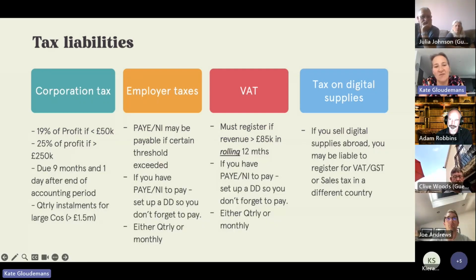So if you have to get registered for VAT, oh, I've got an error in my slide, sorry. If you have to pay VAT, again, you can set up a direct debit. And again, it usually might be monthly or quarterly. Most VAT is paid quarterly, but you might set up a monthly basis. Some people do things on an annual basis for VAT, but I don't recommend it if you're trying to claim money back. So tax on digital supplies. I don't think it applies to any of you, but if you were selling abroad, that would be something you'd need to consider and you'd have to register. But from what I know from your businesses, it's not applicable.